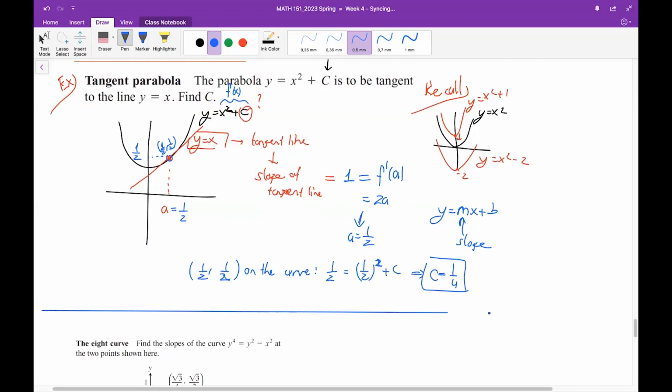Any comments, any questions? So, a question on the chat box: where does 2a come from? f of x, the equation of your original parabola to which we draw this tangent line, is x squared plus c, right? And if you take the derivative of this function, it is just 2x. So evaluated at a, it is 2a then. That's fine.